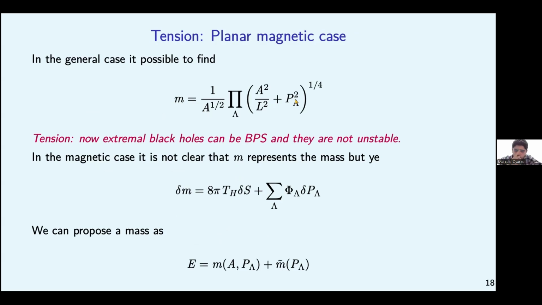Okay, but we are not sure that this M now represents the energy of the configuration. So to save the day, we will propose an energy that is this function here as a function of the area and the magnetic charge, plus another M tilde that depends only on the magnetic charges. And this is so because we want to preserve the fact that this M realizes the Hawking temperature if you compute the derivative with respect to the entropy. Okay, so it is not so bad.